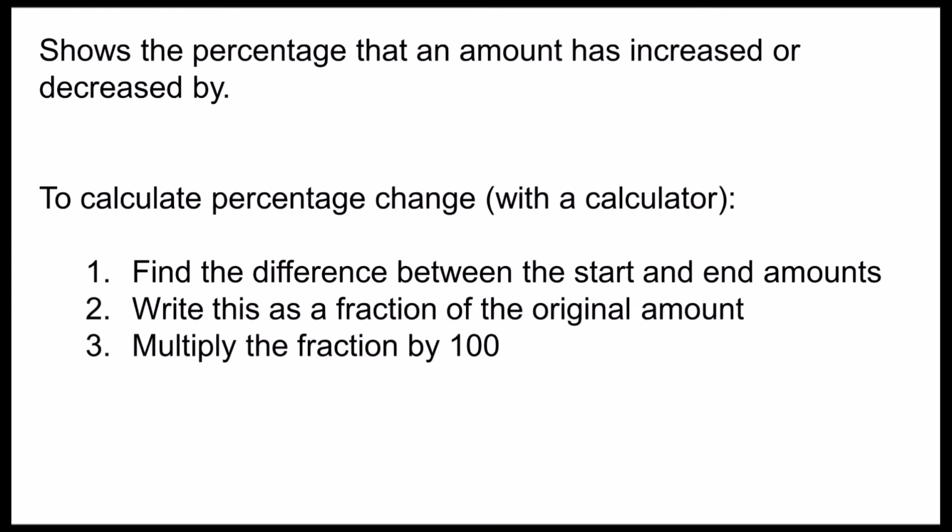In today's lesson, we're going to be looking at percentage change between two values. The percentage change shows the percentage that an amount has increased or decreased by. Now, to calculate a percentage change using a calculator, you first need to find the difference between the start and end amount that you're given. Once you've done this, you write the answer as a fraction of the original starting amount. Once you've got this fraction, you simply times it by 100 using your calculator to convert it to a percentage.